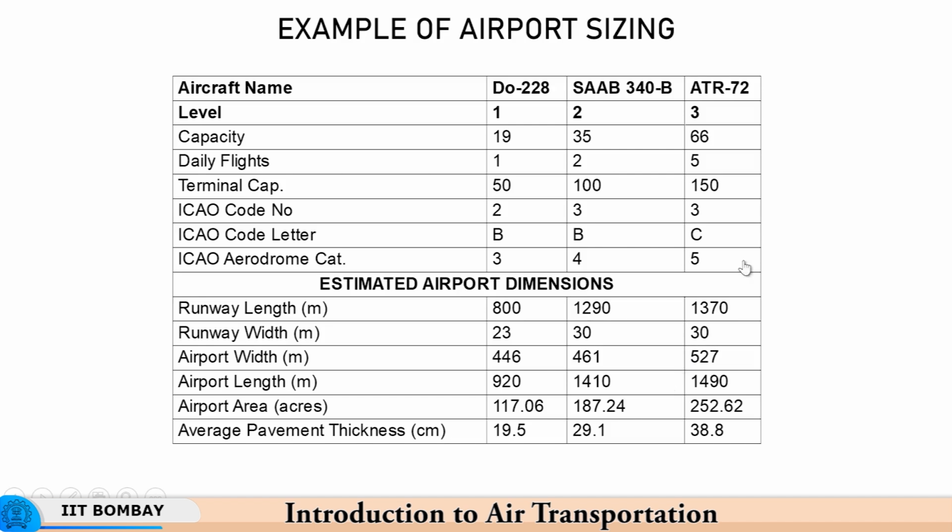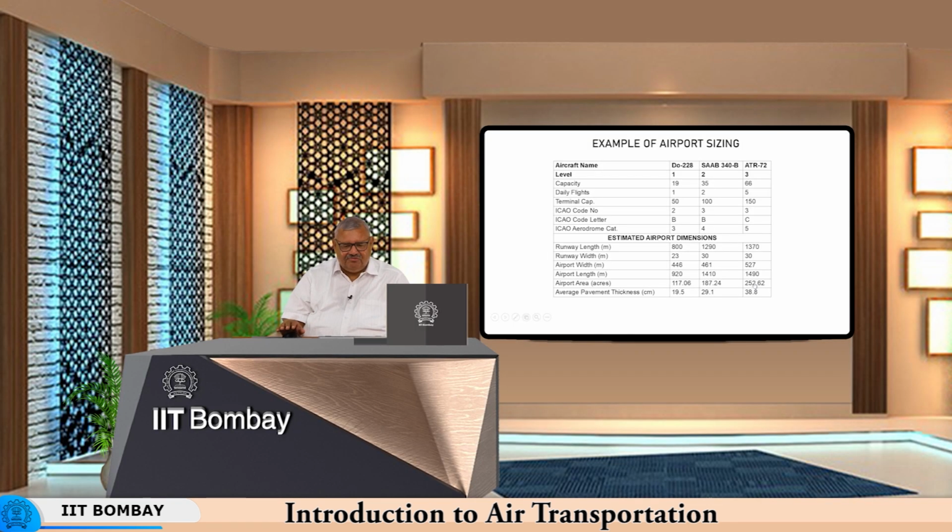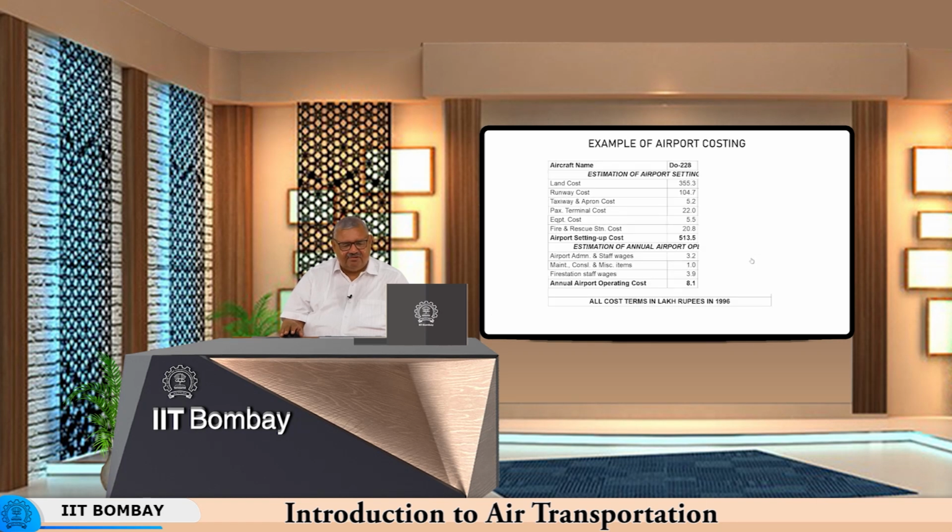Let us look at the costing of the airport. This is a fairly detailed old study, so the costs are in lakh rupees in 1996. Numbers do not matter actually, what matters is the scale up. We see that when we have a DO 228 type aircraft and level 1 airport, these are the costs associated with setting up various facilities. About 513 lakh rupees will be required to set up this airport, and this is the estimation of the annual expenditure.